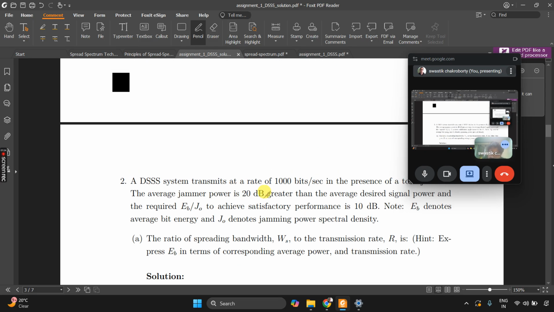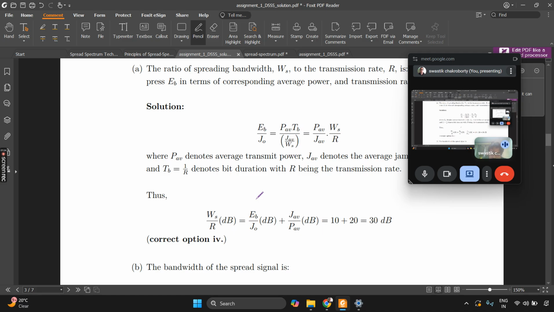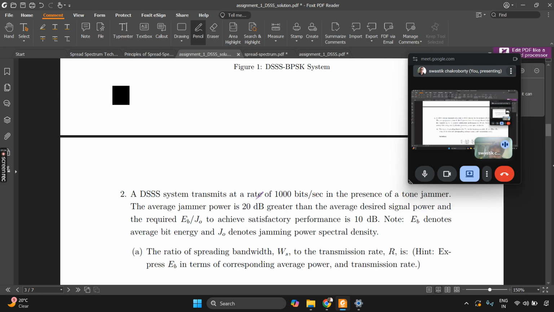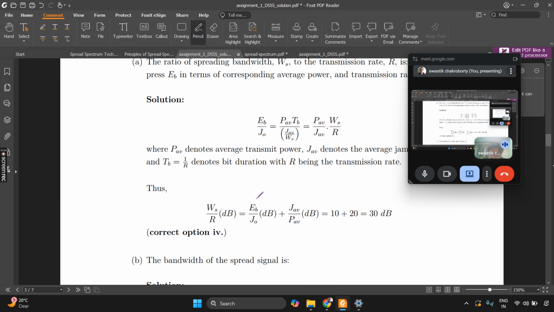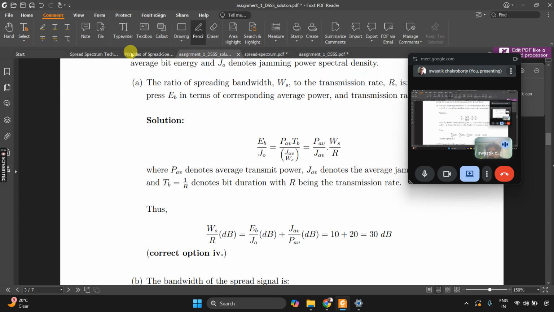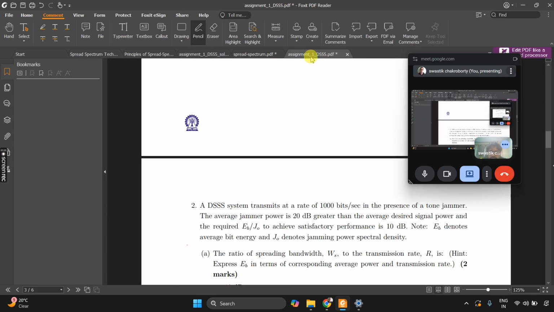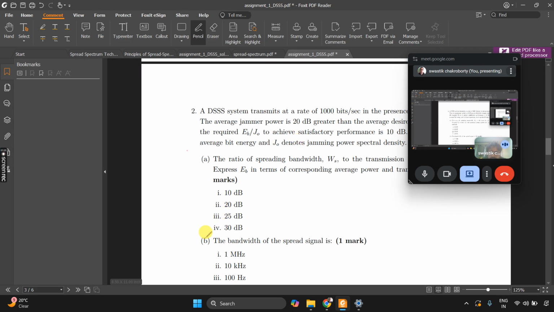The average jamming power is 20 dB greater than the average signal power. So Jav by Pav is 20 dB and Eb/J0 is 10 dB. In total it is 30 dB. So the ratio is 30 dB, and the correct answer is option 4.